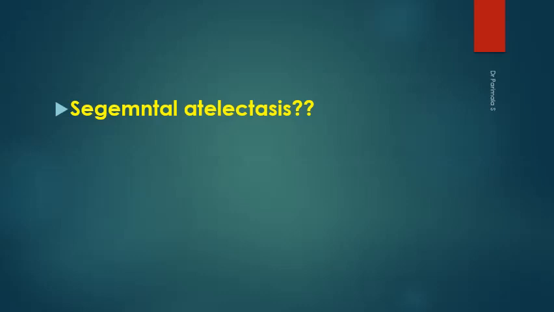Now what is segmental atelectasis? So segmental atelectasis is when sometimes one bronchopulmonary segment is affected, and it is blocked with aspiration. Because of accidental aspiration, one tertiary bronchus is blocked. So now that segment is deprived of air. I mean, the inspired air is not entering into that particular segment.